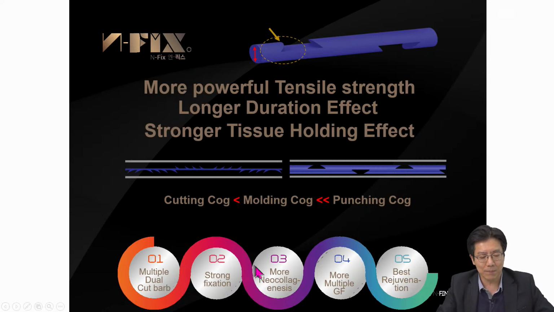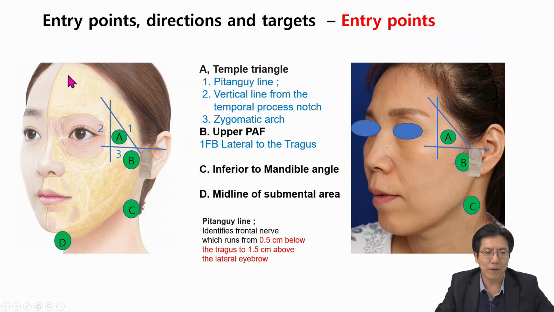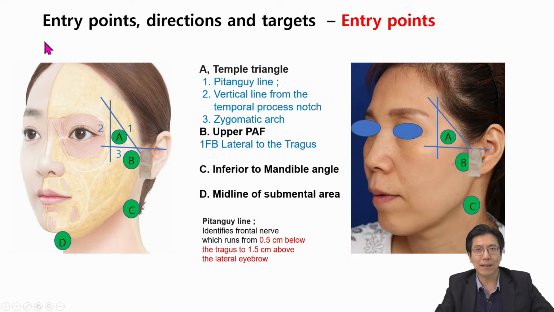So this is a multiple dual cog barb thread, very strong in fixation. So there is more neocollagenesis, with more contact surfaces, so more growth factors, and it is best for rejuvenation. So for my technique, the superficial facial fat repositioning technique, I definitely recommend using the punching type thread, the N-fixed thread. So from now on, I'm going to introduce the techniques.